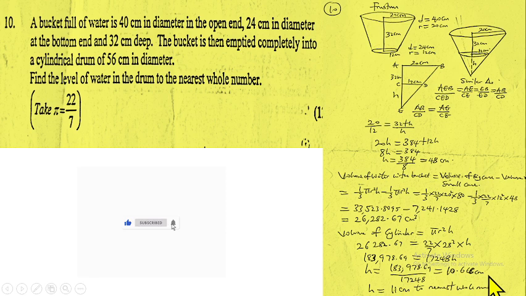10.6666 centimeter. But the question asks us to round our answer to the nearest whole number, and that should give us 11 centimeter to the nearest whole number. That means the height of the water in the drum is 11 centimeter. So the question is very simple if you understand the techniques of solving frustum very well. This question also gives us 12 marks.